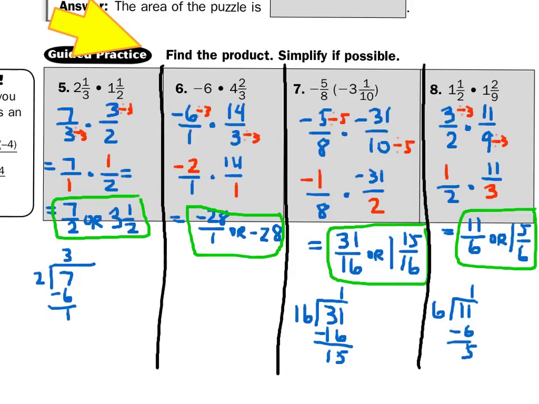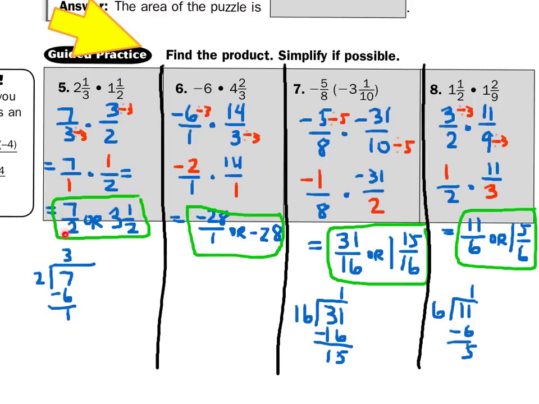And now look to see if we can cross cancel. Look at those 3s. So we're going to divide both of those by 3. So I get 7 over 1 times 1 over 2. And now I multiply straight across. Numerator times numerator. 7 times 1 gives me 7.